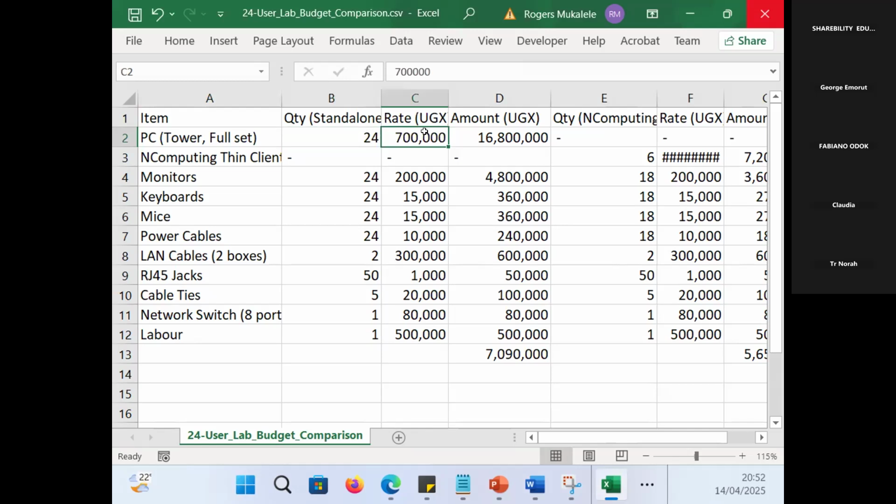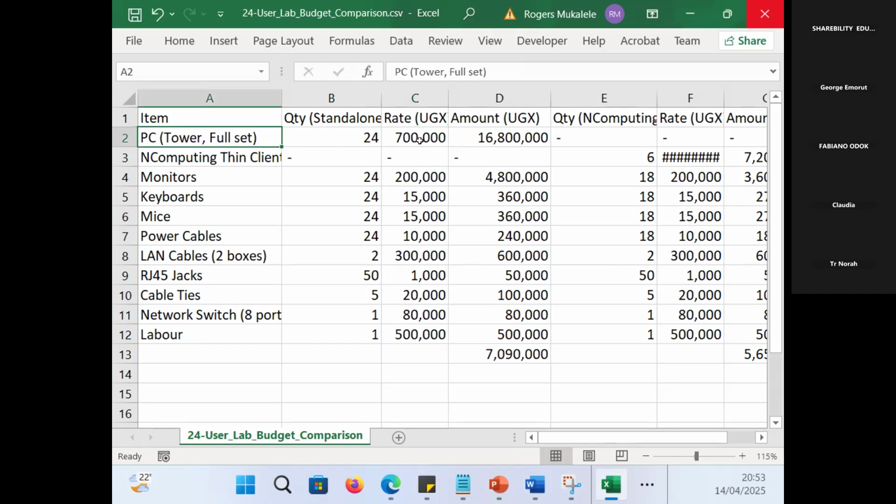Okay, 24 computers, so that if children are sharing 2, that is 48. If there are 3, then that can be a stream, if the ratio is 1 to 3. Okay, let us start with this one of 24.